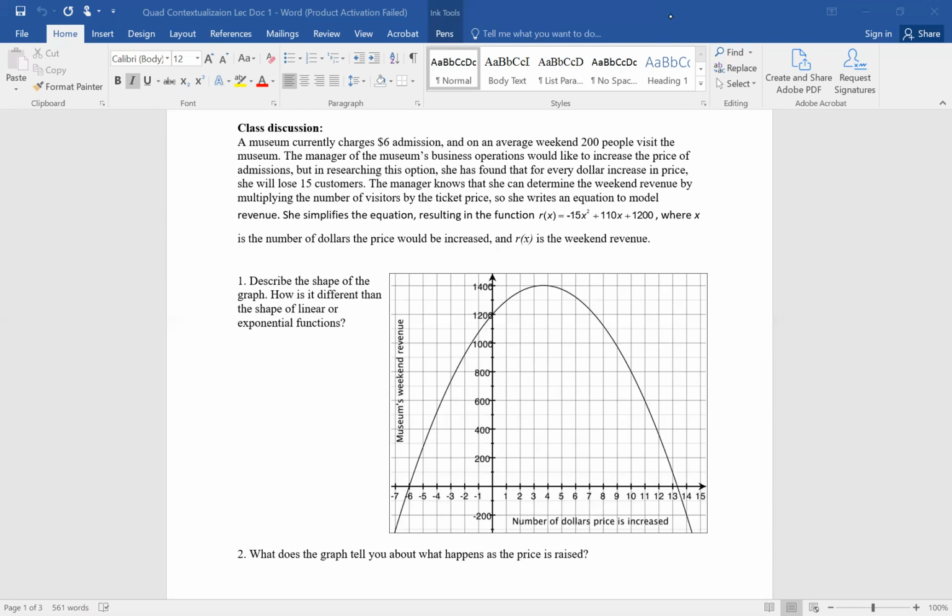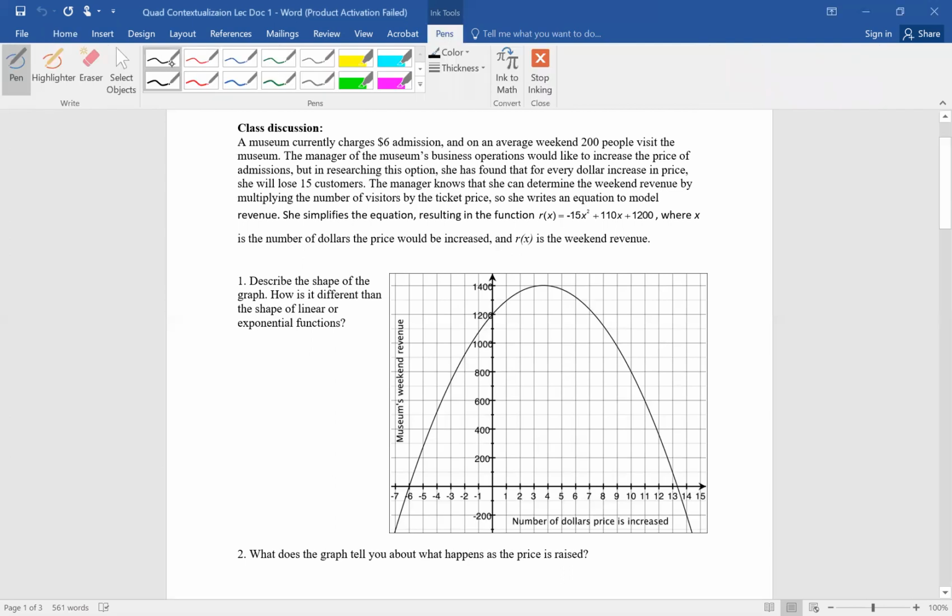So just looking at the graph, x is going to represent the number of dollars that the price would be increased. So right now it's at 6. So notice that's down here. Labeling everything is very important. So if I increase it a dollar, you'll notice the graph goes up because you're going to make a little bit more money. Makes sense?